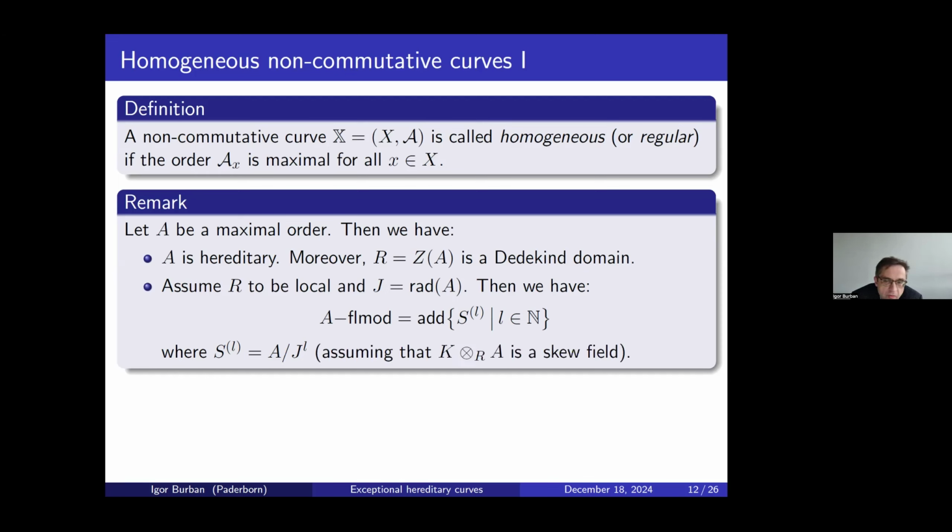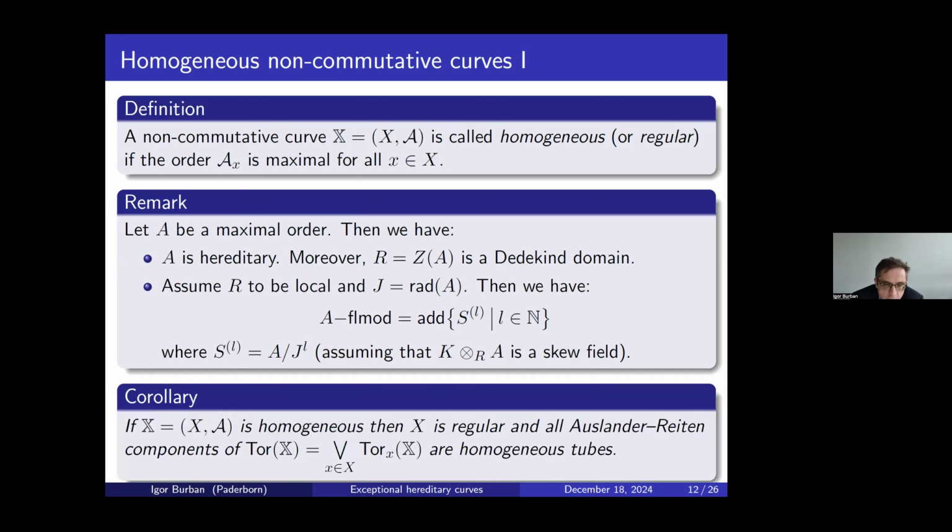So here, however, one has to assume that we have an order in a skew field. So if not, one has to rephrase it a little bit. But from the point of view of representation theory, the result is the following. If I have a homogeneous non-commutative curve, the central curve is smooth, and the Auslander-Reiten components, the category of torsion sheaves, are all homogeneous tubes.